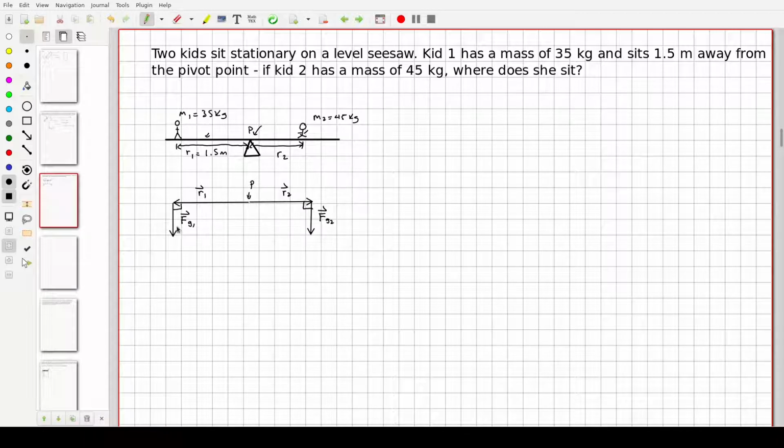So we have two torques at work. We have kid 1's weight wanting this thing to rotate this way. So kid 1's weight wants it to rotate counterclockwise. So torque 1, we can see, is going to be counterclockwise. On the other hand, kid 2's weight makes her want to rotate this way. That's clockwise.